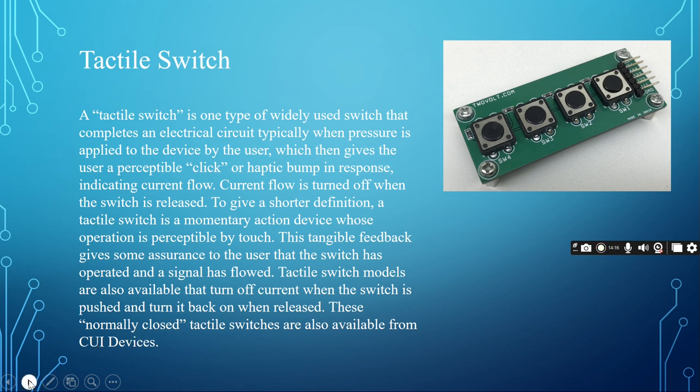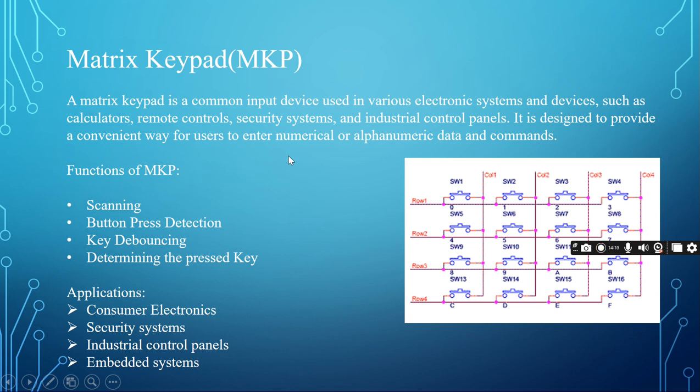And the next topic is matrix keypad. You can see the image of the matrix keypad. This image is a 4x4 matrix. You can see the switches, right? These switches are connected by wires. A matrix keypad is a common input device used in various electronic systems and devices such as calculators, remote controllers, security systems, and industrial control panels. It is designed to provide a convenient way for users to enter numerical or alphanumeric data and commands.